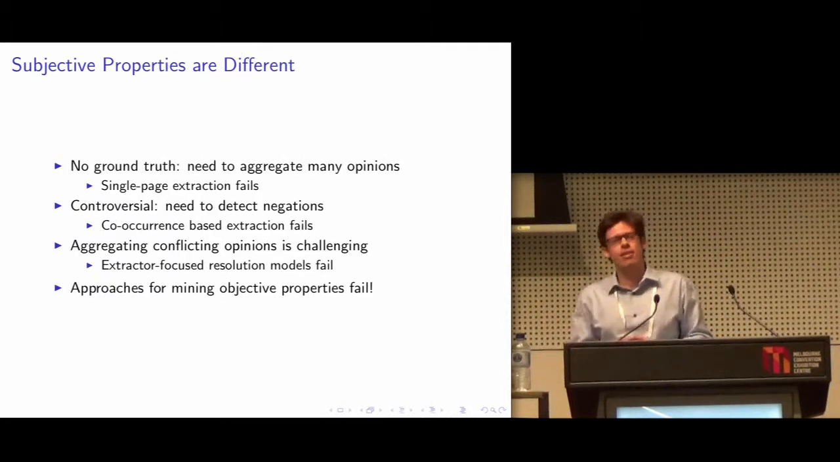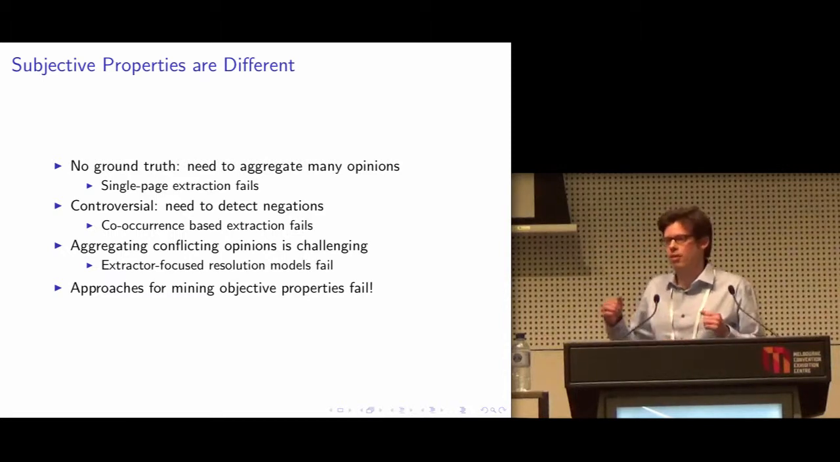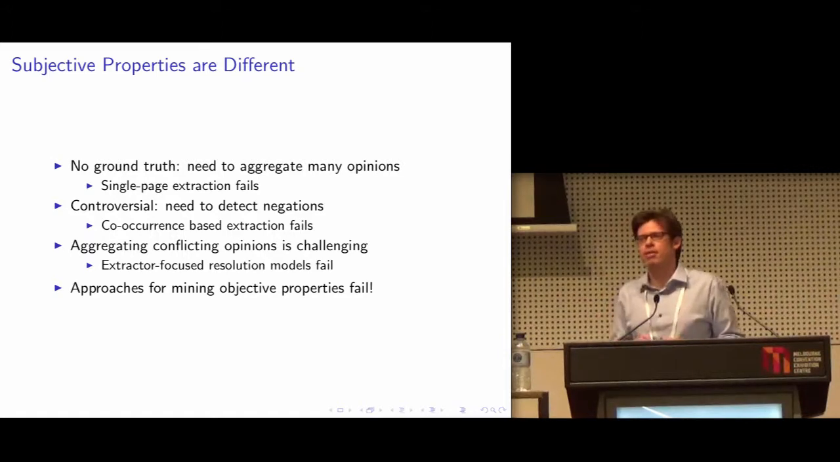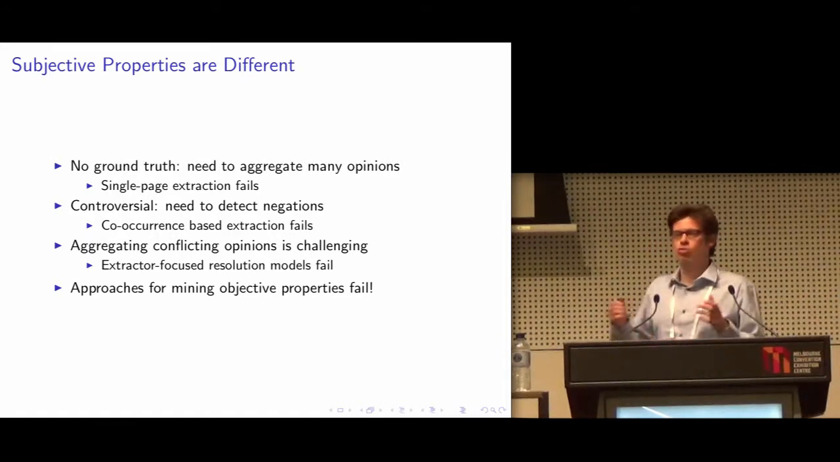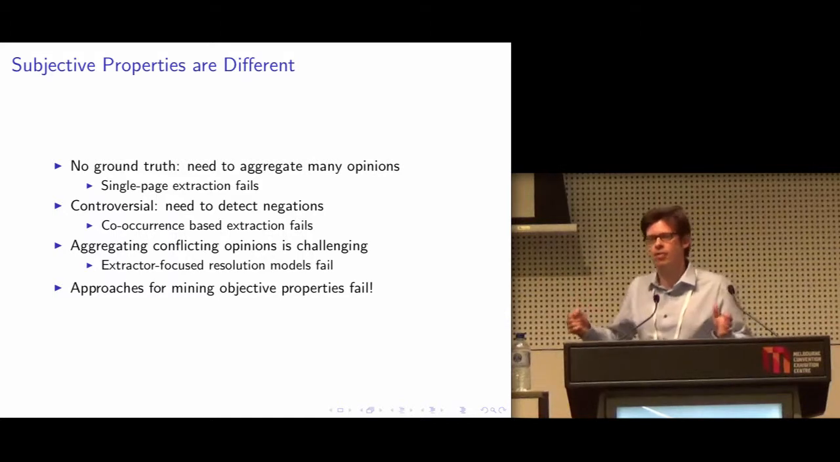So there is already some work on mining objective properties or common sense properties from the web, but we claim that subjective properties have some particular properties. First of all, there is no ground truth, as we have heard, so we cannot extract that ground truth from a few trusted web sources. Instead of that, we need to aggregate the dominant opinion over many different websites.